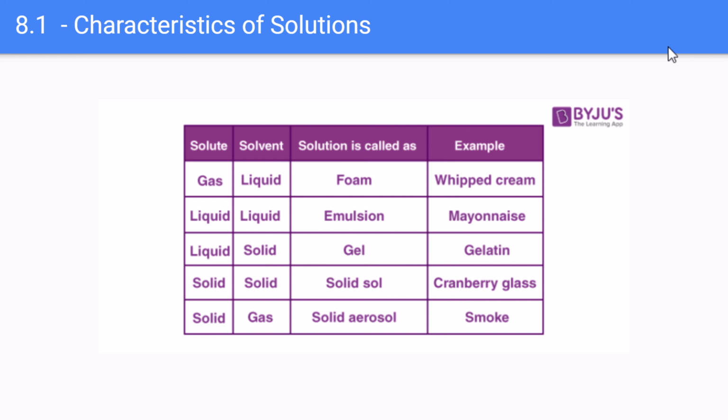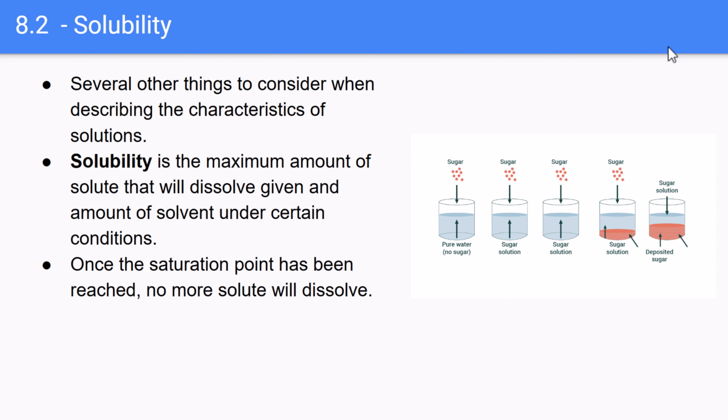There are far more different ways that we can mix and create homogeneous mixtures rather than just having a solid dissolved into a liquid. There are several other things that we want to consider when we're describing the characteristics of solutions, one of which is what is known as solubility. Solubility is simply the maximum amount of solute that will dissolve given an amount of solvent under certain conditions. Once the saturation point has been reached, no more solute will dissolve.